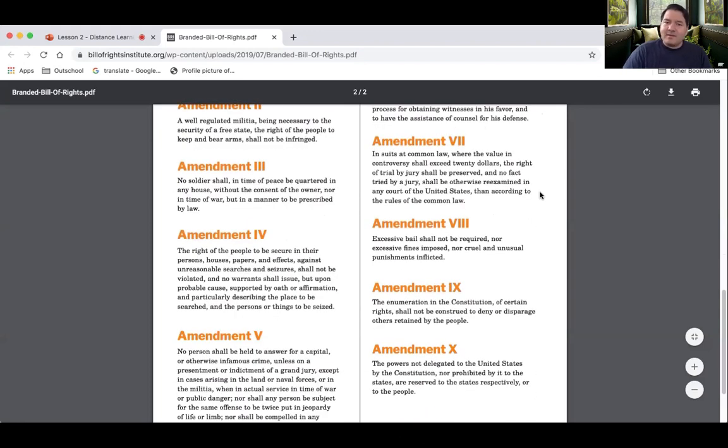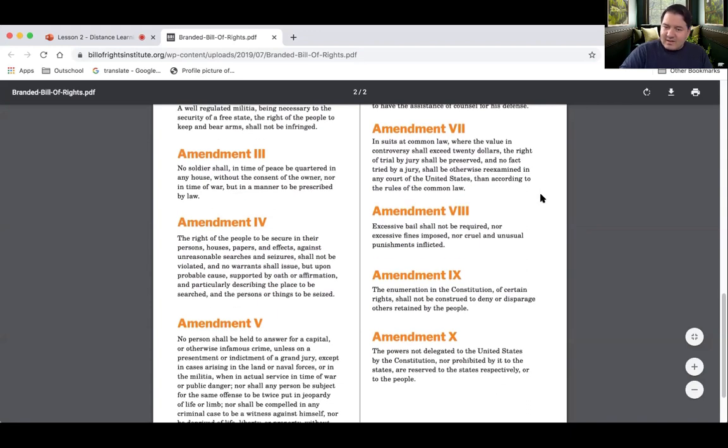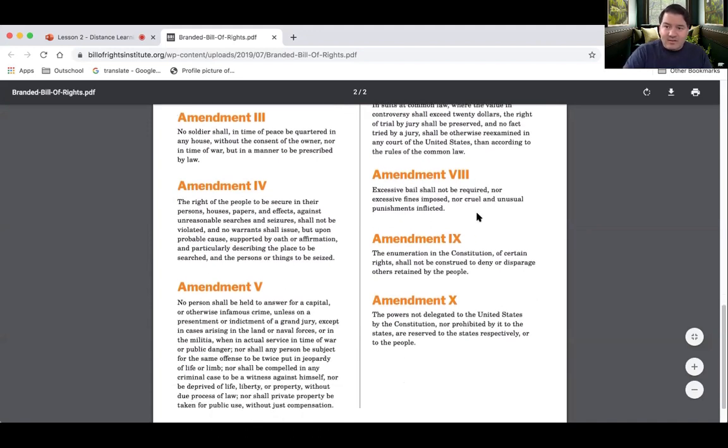The Seventh Amendment: In suits at common law, where the value in controversy shall exceed $20, the right of trial by jury shall be preserved, and no fact tried by a jury shall be otherwise re-examined in any court of the United States than according to the rules of common law. Amendment 8: Excessive bail shall not be required, nor excessive fines imposed, nor cruel and unusual punishments inflicted. This is what guarantees us protection from cruel and unusual punishment, even if someone is convicted of a crime.